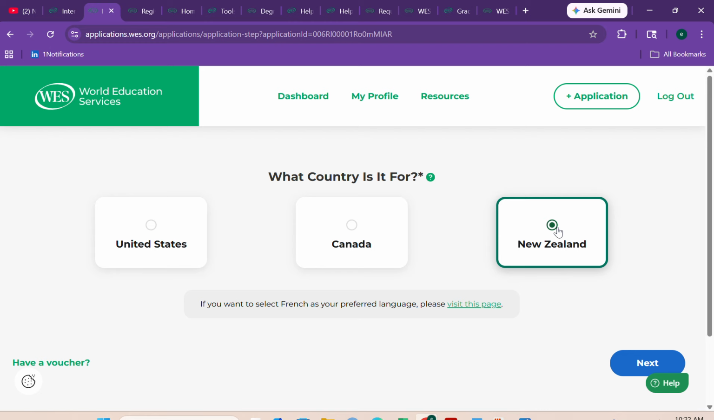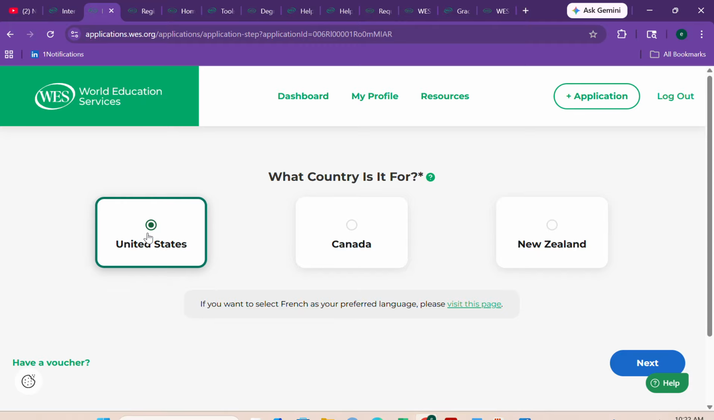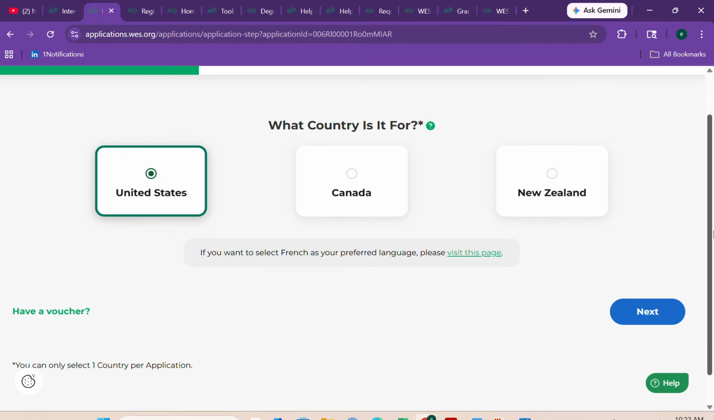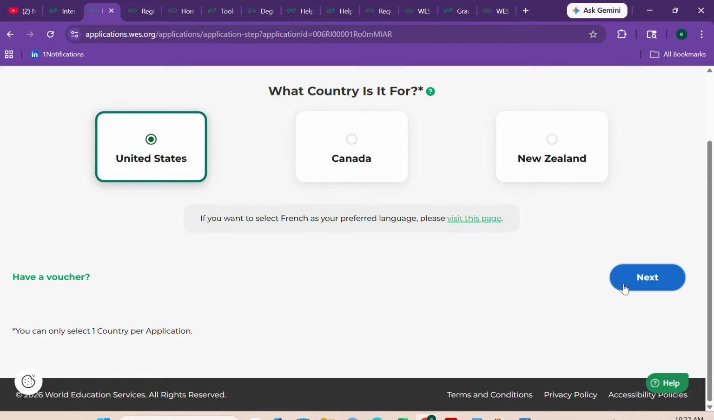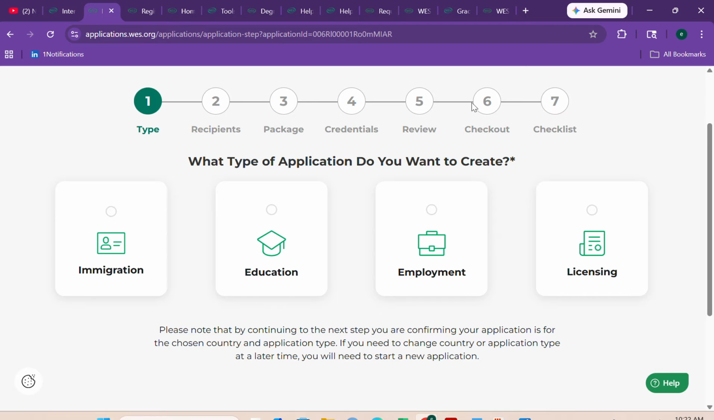Okay, so dependent on the country you'll be doing your evaluation for, then you select that specific country. If it is Canada, I'll just select it. If it's the United States, I'll select it. After that, you just go to next. Okay, I've chosen the US. So these are the 4 processes, and there are about 6 steps for you. So the first step is here.